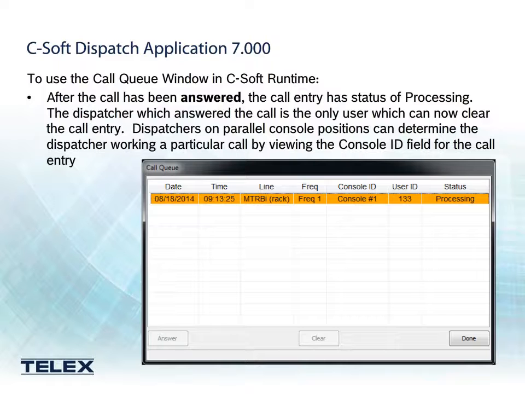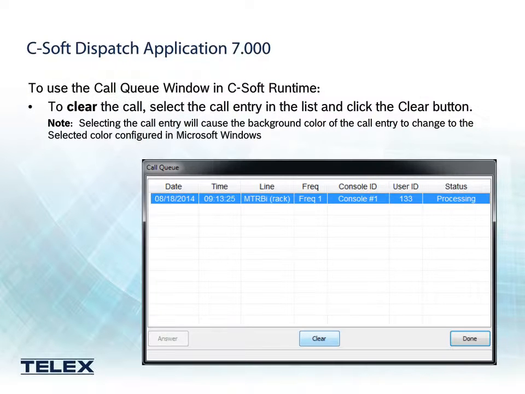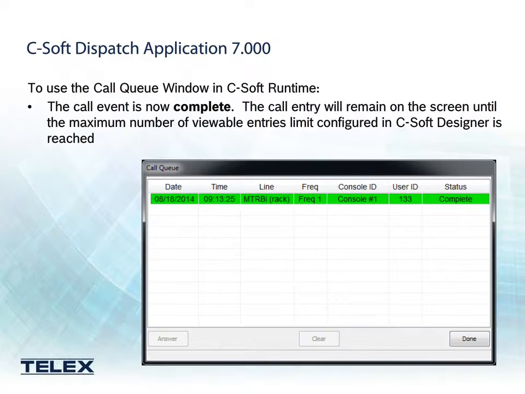Dispatchers on parallel console positions can determine the dispatcher working a particular call by viewing the console ID field for the call entry. When the call has been completed and the processing dispatcher needs to clear the call from the list, select the call entry in the list and click the Clear button. The call event is now shown as complete. The call entry will remain on the screen until the maximum number of viewable entries configured in CSoft Designer has been reached.